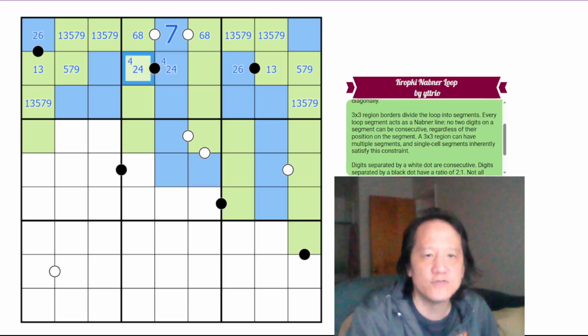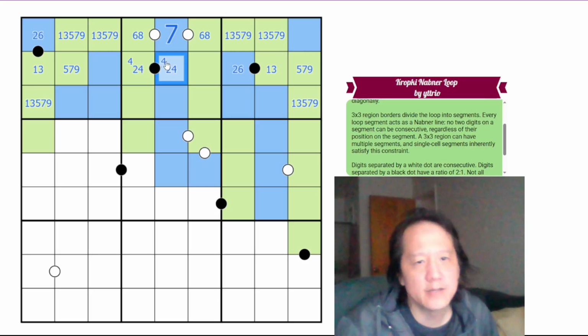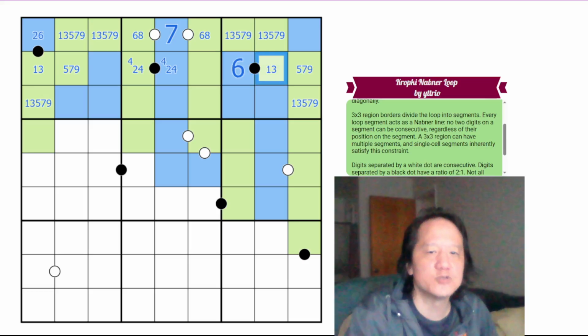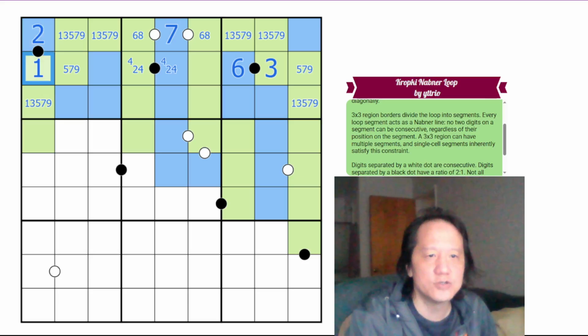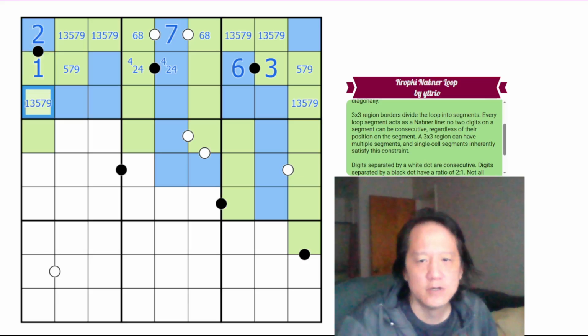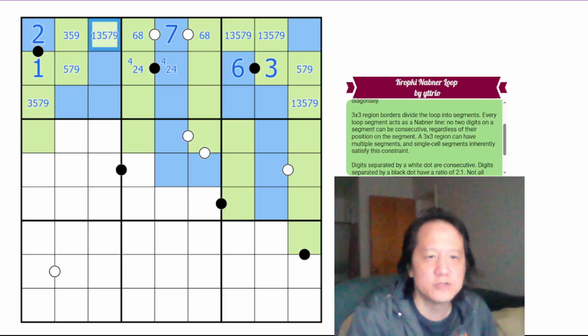This becomes a 2, 4 pair. That eliminates 2 and 4 in the rest of the row, so this cannot be 2. This is 6, which makes this a 3 to be in a 1 to 2 ratio with it. This 3 eliminates 3 here, so this is 1 and 2 to be in a 1 to 2 ratio. So this can't be 1 or 7, no 3.